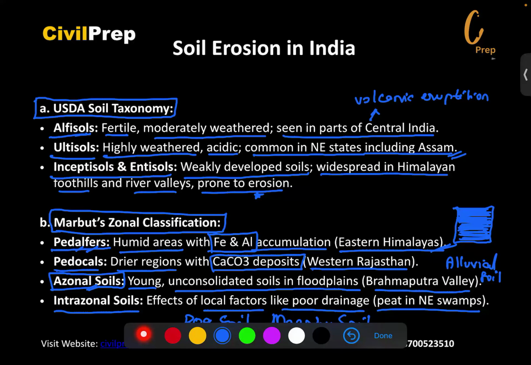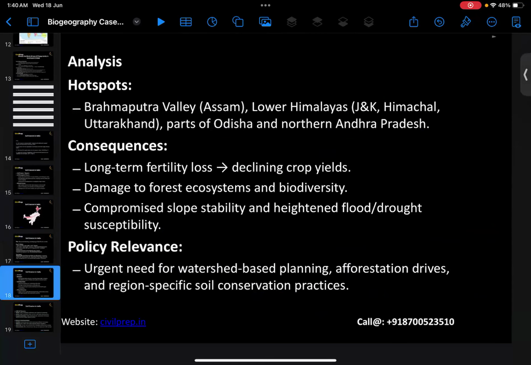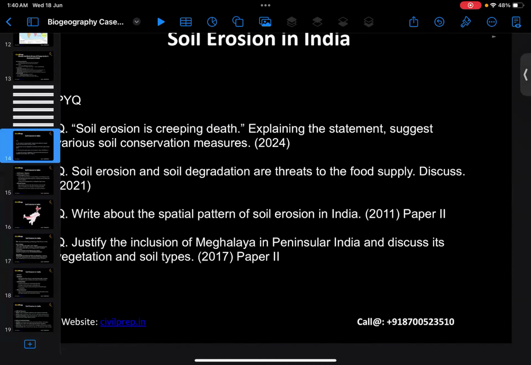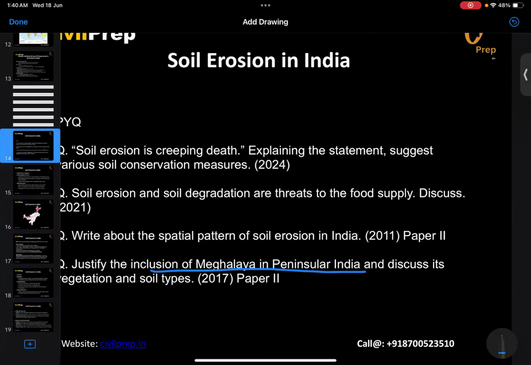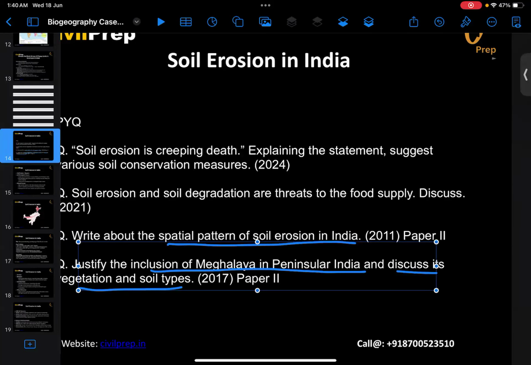So here we can interlink this part with the question which we have just discussed: inclusion of the Meghalayan Peninsular part in India and discuss its vegetation and soil types. So this is another question: spatial pattern of soil erosion in India. For this case study, we can add certain concepts. We can add a lot of things, which is quite important from the perspective of geography optional. So guys, this is one of the important case studies as you can see.